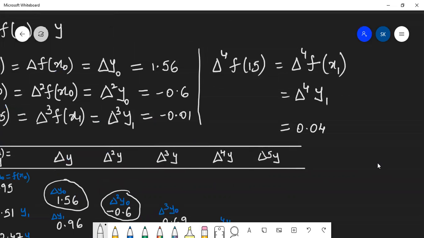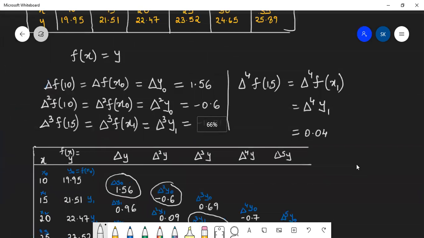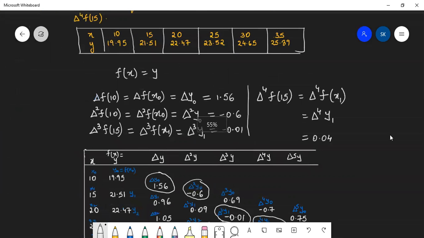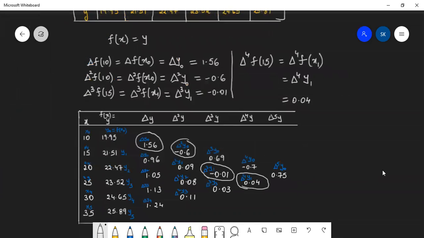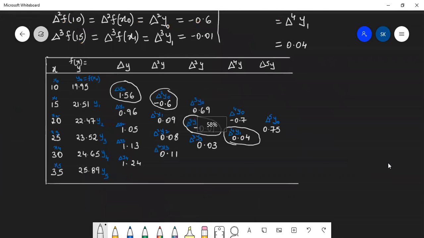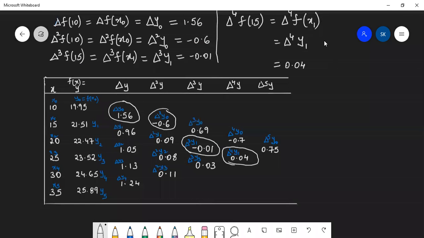0.04. Fine. So this is how we have formed the forward difference table and the values he asked us to find out. 4 values he asked us to find out. We have found them after filling the table. You should be very careful in filling the table. Then only you will be able to get the required values. Once the values in the table are wrong, the whole sum will not be correct.